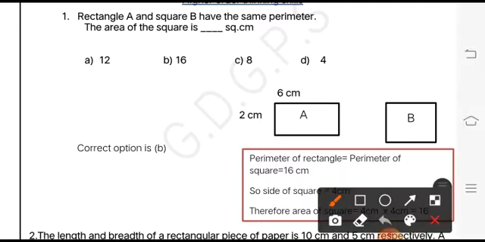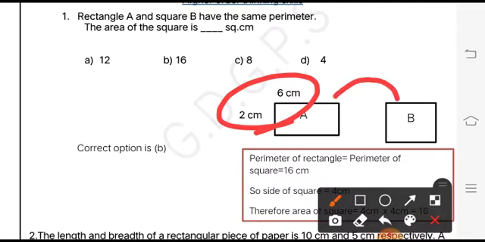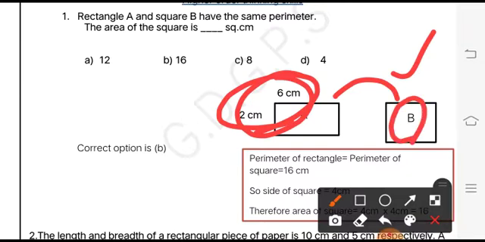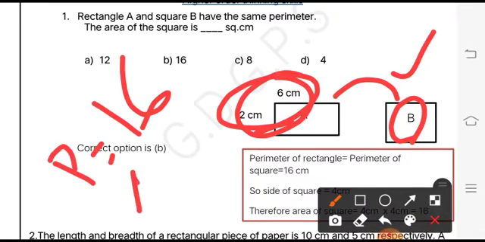We have been given the length and breadth of rectangle and it is given that the perimeter of both the figures is same. Calculating the perimeter of rectangle, we can find out the perimeter of the square. When we calculate the perimeter of rectangle, it is 16 centimeter. That means square has also the same perimeter. It's 16 centimeter.